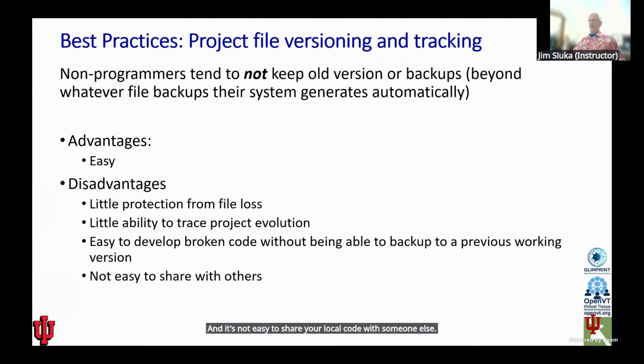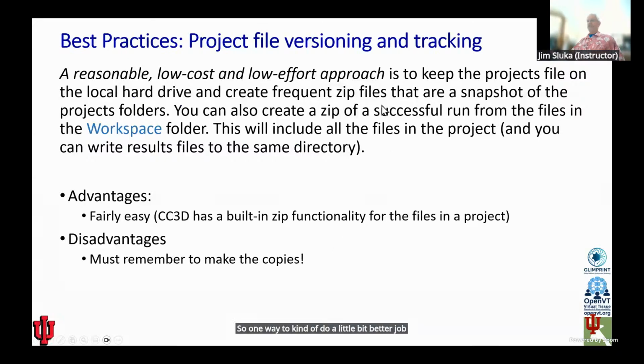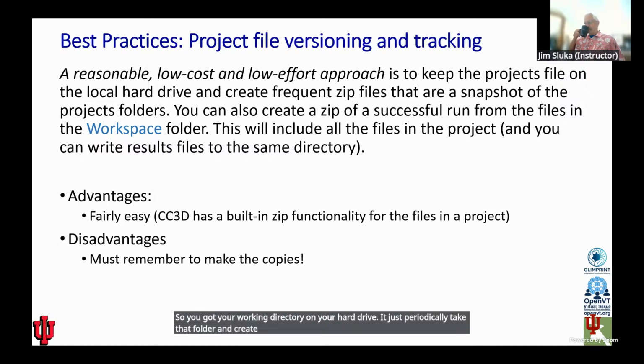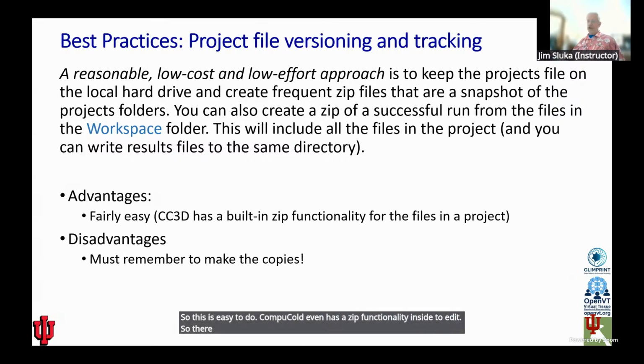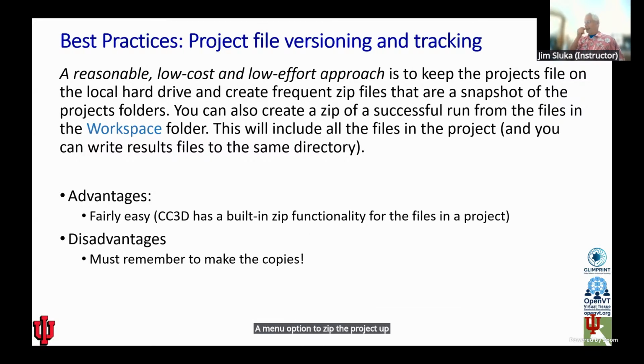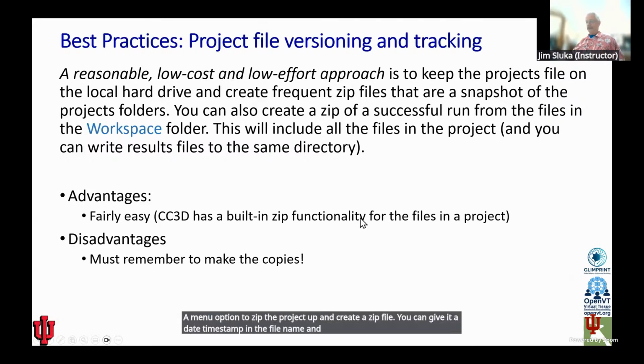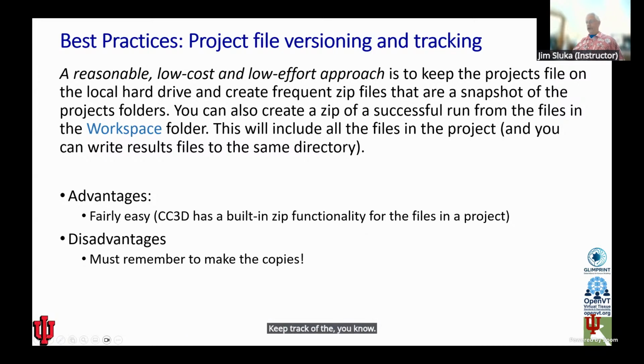So one way to do a little bit better job of that is to create local zip files. You've got your working directory on your hard drive. You just periodically take that folder and create a zip file and save it somewhere. This is easy to do. CompuCell even has a zip functionality inside Twedit. There's a menu option to zip the project up and create a zip file. You can give it a date, timestamp, and the file name, and keep track of when that particular zip file was made, what point in time it was.